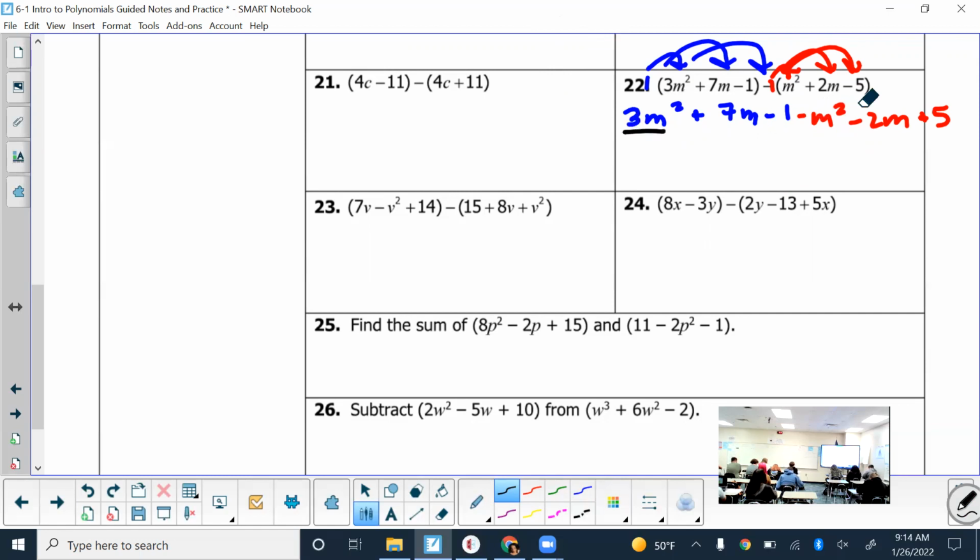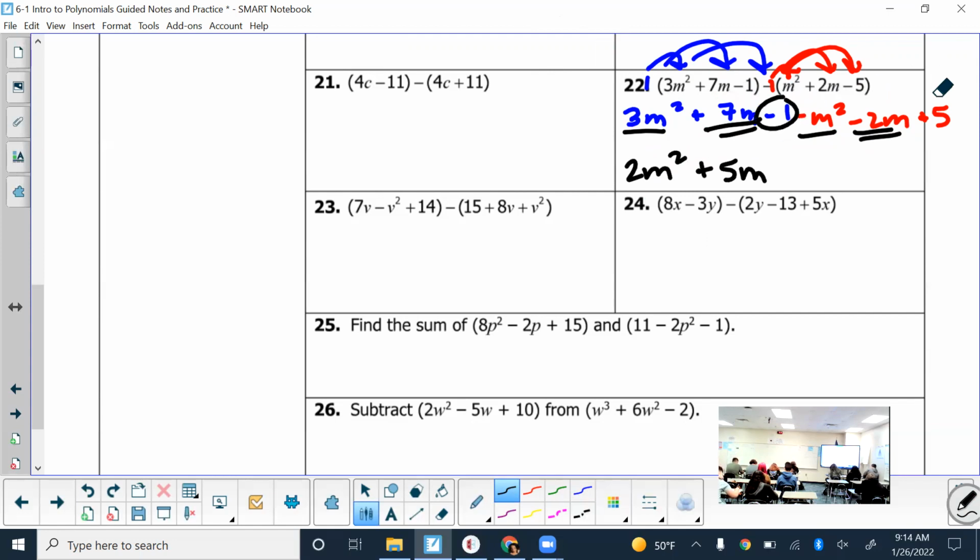3m squared. What does that combine with? And when it combines, we get good. Next, what would I say that you look at? So look at the 7m. Does anything combine with that? Negative 2m. And when they combine, what's 7 minus 2? So 5m. All right, lastly, any constants?